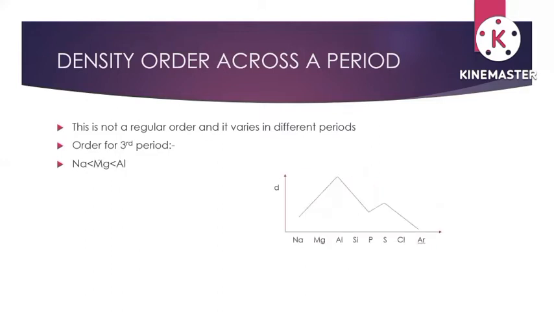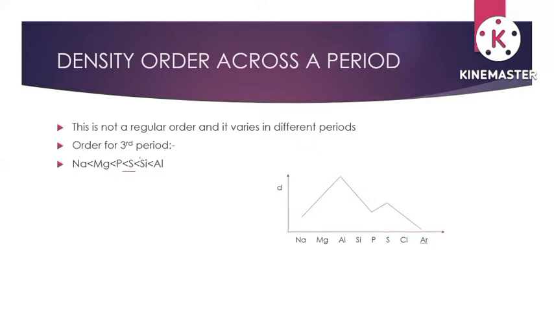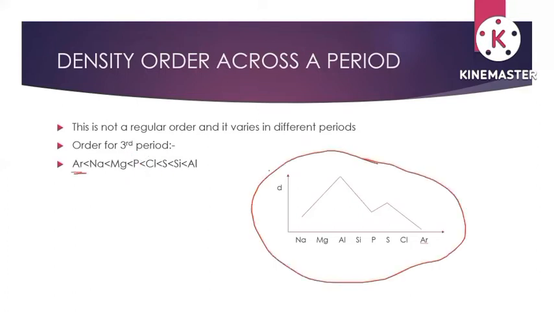Order for the third period. This order will increase up to aluminium. Then after aluminium we have silicon, and before silicon we have phosphorus, and between phosphorus and silicon we have sulfur, and at last we have argon. You can visualize all this from this graph. So don't memorize this order, memorize this graph.